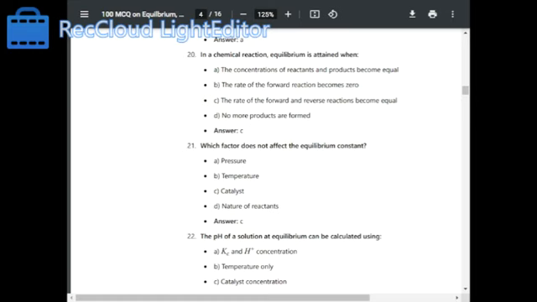Question number 21. Which factor does not affect the equilibrium constant?